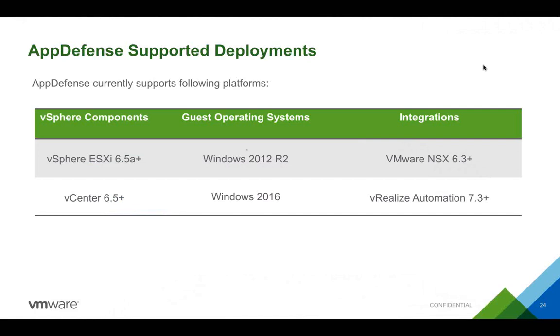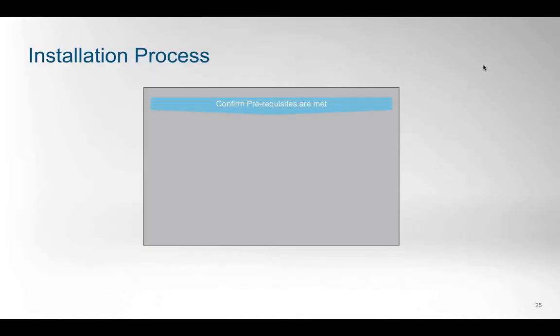And as far as integration is concerned, we integrate right now with VMware NSX 6.3 if you want to do an automation with a quarantine action. And we also integrate with vRealize Automation 7.3 so that we can ingest all your multi-machine blueprints into AppDefense as a part of building that intended state engine.